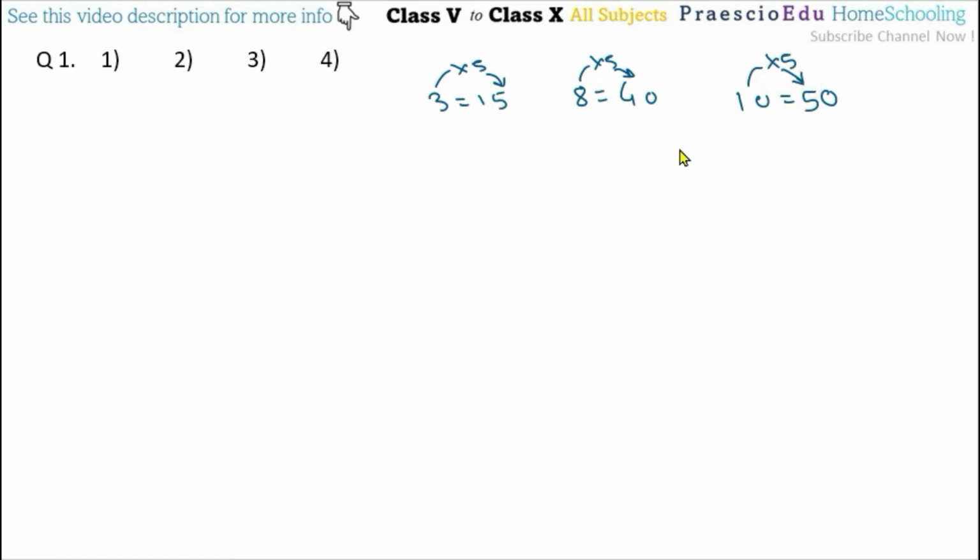How will you write the number 15? So 15 is equal to how much? 15 multiplied by 5, so that is 75. So we can write it as 75. So 75 is given in option number 3.